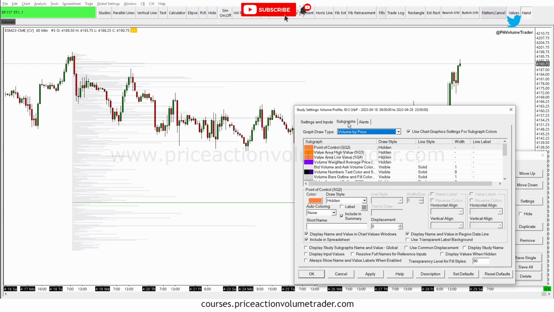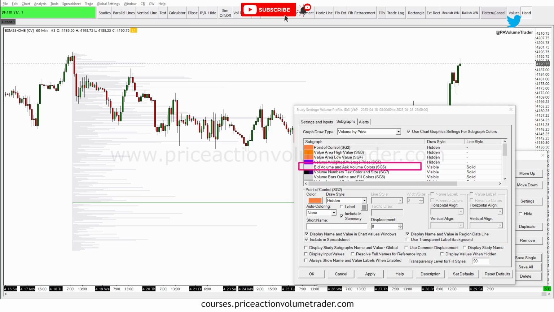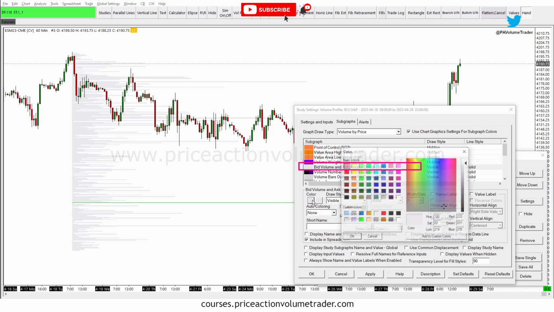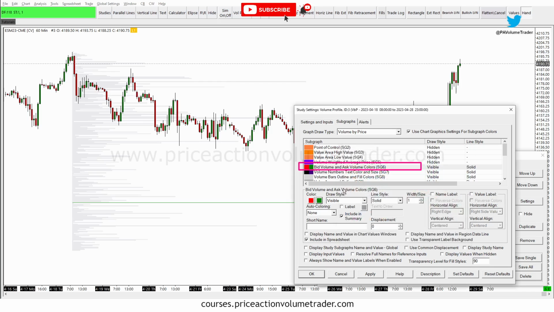We go to subgraphs, and right here where we have bid volume and ask volume colors, you can see both are selected as gray, and that's why it looks like this. So the first one we're going to make red, and the next one we're going to make green. Why do we do this?